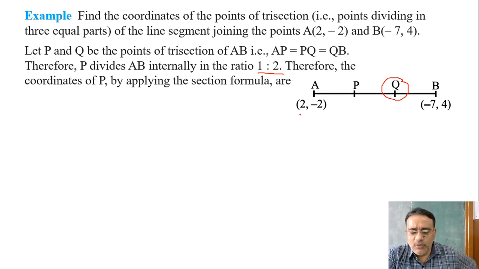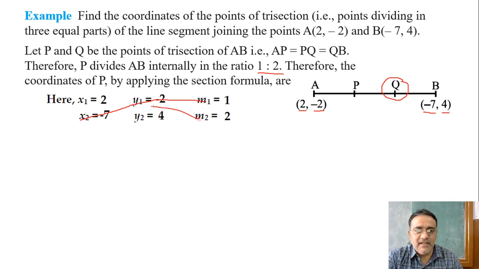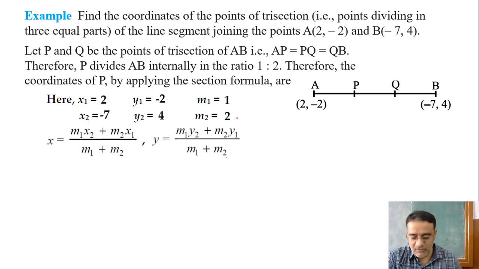Okay, so what is the value of x1 here? 2. y1 is -2. x2 is -7. y2 is 4. And what is m1? 1. m2 is 2. Right, we'll substitute. Now we'll write the formula: m1 x2 plus m2 x1 upon m1 plus m2, m1 y2 plus m2 y1 upon m1 plus m2. So we'll get this formula, right?